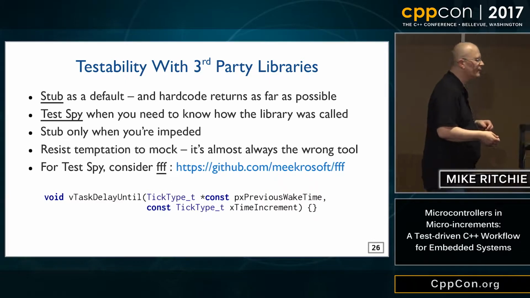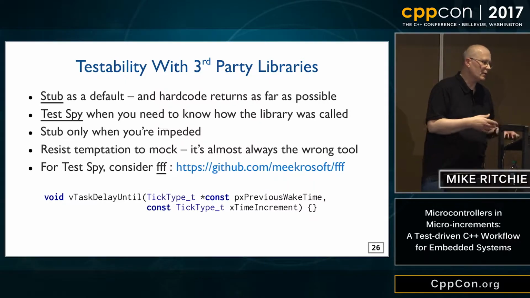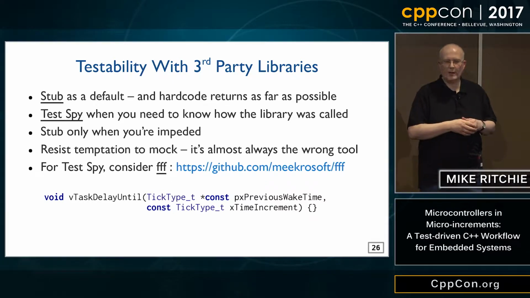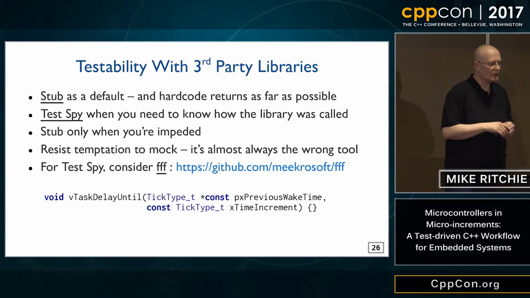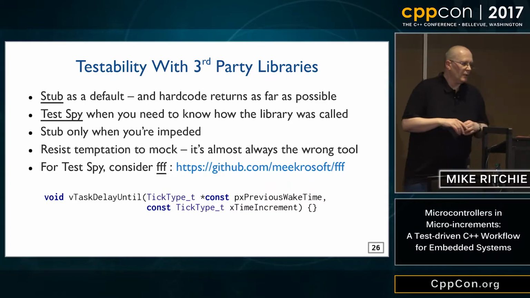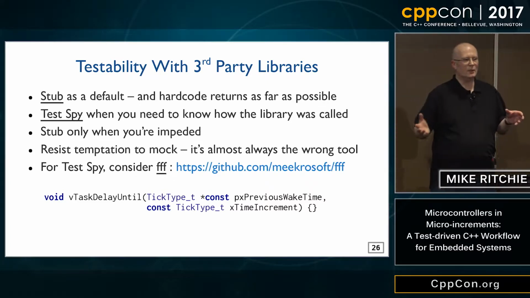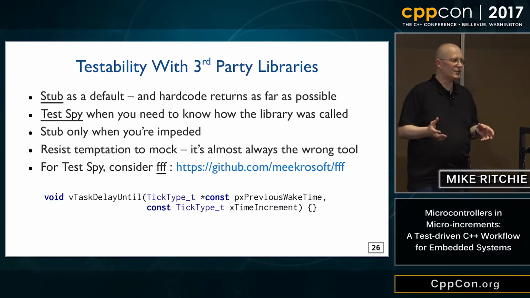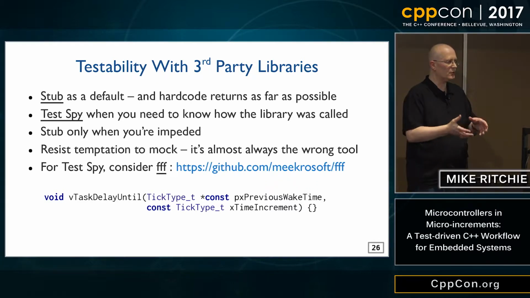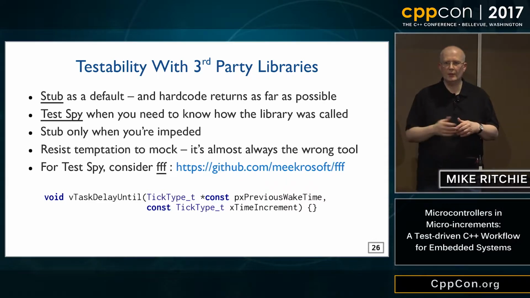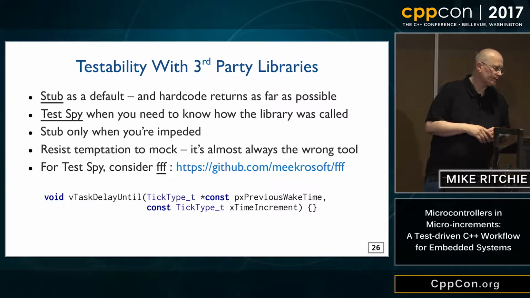Test spies are another pretty good approach. These basically just record the parameters that are passed to the function call. But only stub when you're impeded. You don't go and proactively create a whole set of stubs for an entire framework unless you absolutely need them in your code. Like most people, you'll probably use a fraction of a library's capabilities.